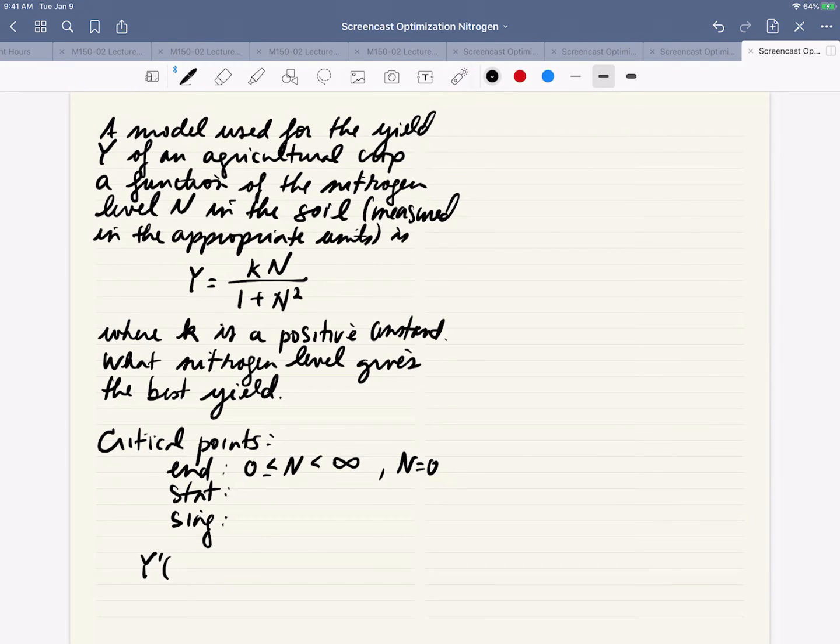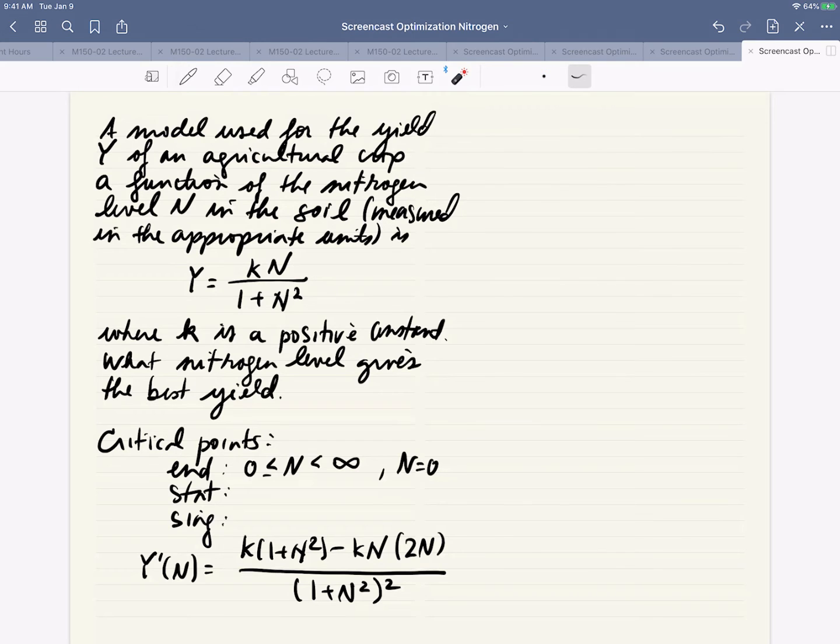Let's look at y prime. So to calculate y prime, we need to use the quotient rule. So that's the derivative of the top times the bottom minus the top times the derivative of the bottom all over the bottom squared. Now you can look at the derivative and you can see we're never really getting division by 0 in the derivative because 1 plus n squared is never 0. So there are no singular points for this function.